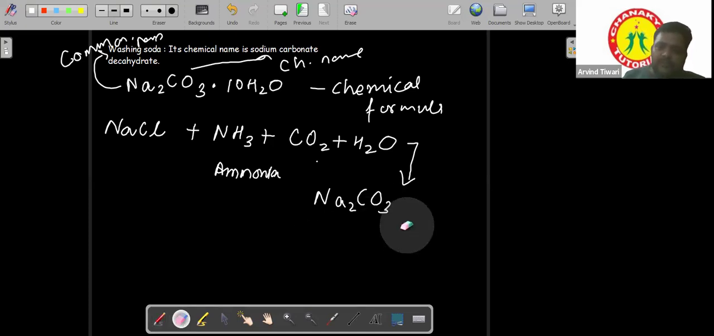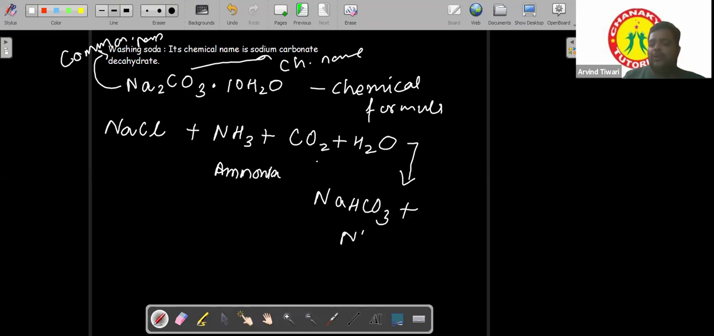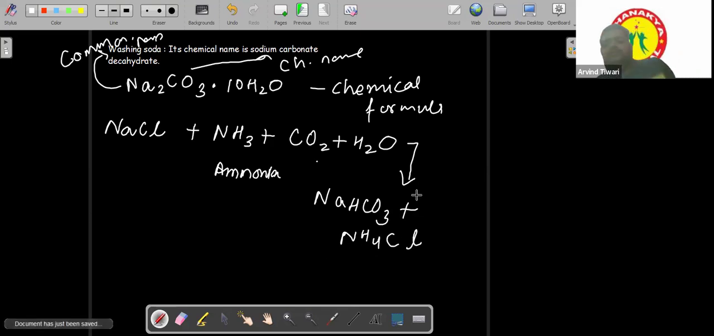At the first step, we'll be obtaining NaHCO3, sodium hydrogen carbonate, and we will obtain ammonium chloride, NH4Cl. These are the two substances which will be obtained. Sodium hydrogen carbonate is also called baking soda. So sodium hydrogen carbonate is obtained, and this sodium hydrogen carbonate can be used further to obtain washing soda. So another name we came to know, baking soda.